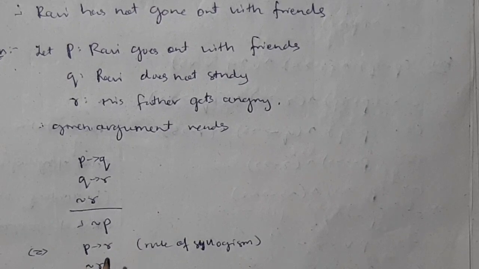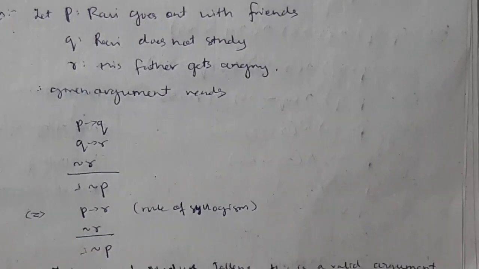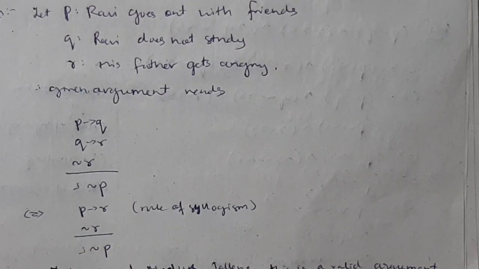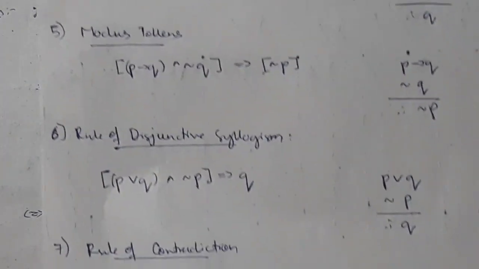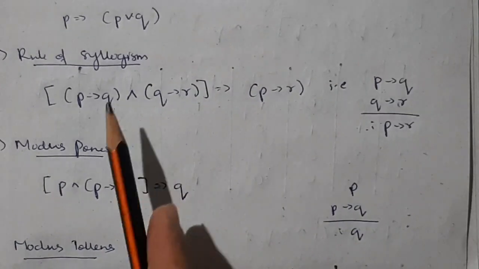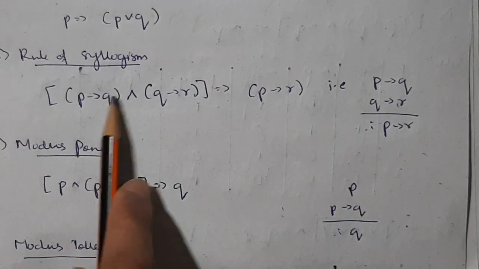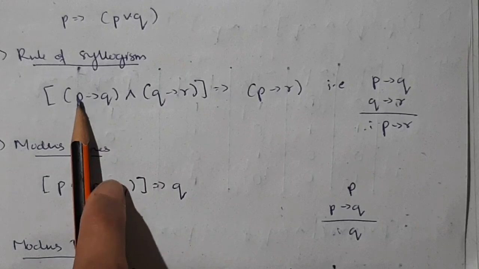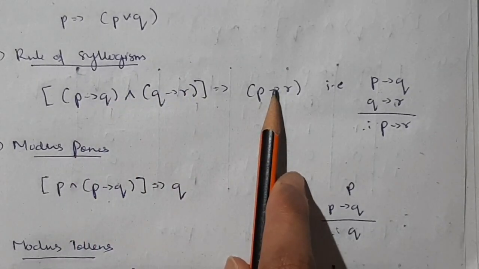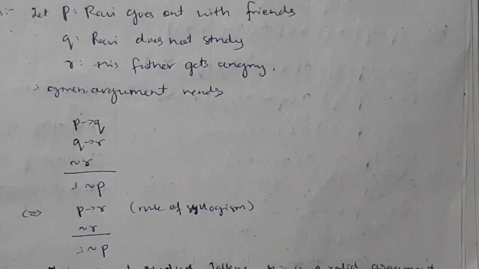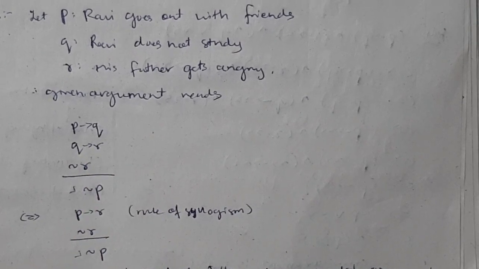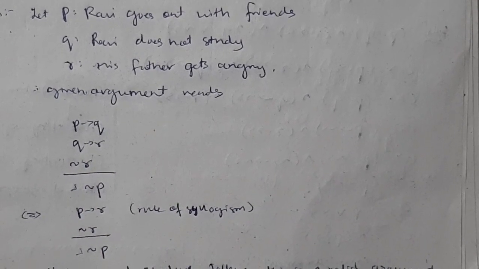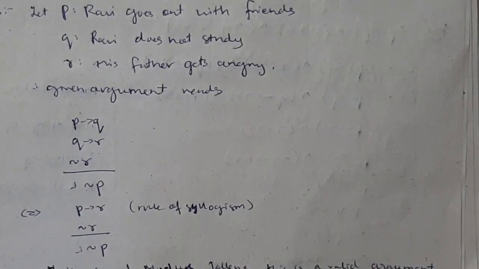So then we will try to simplify it. According to rule of syllogism, let's see what is rule of syllogism. See here, in rule of syllogism you have this P conditional Q and Q conditional R. You can directly write P conditional R. That's the rule of syllogism. So in this what you have, P conditional Q and Q conditional R, that you can directly write as P conditional R.